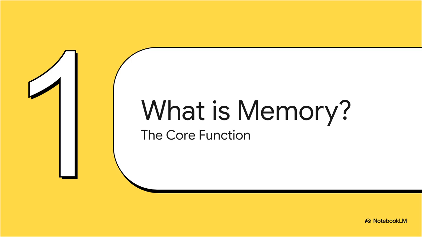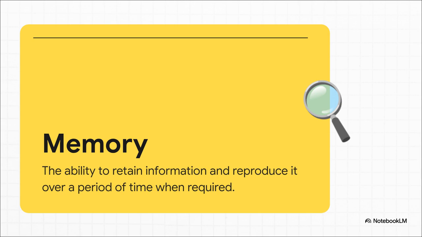Section 1. What is memory? When we boil it all down, what are we really talking about? So you see this definition here, and it sounds pretty straightforward. But the thing is, memory isn't just one thing. It's actually a whole process, a three-step journey that turns a real-life experience into something you can pull up later.